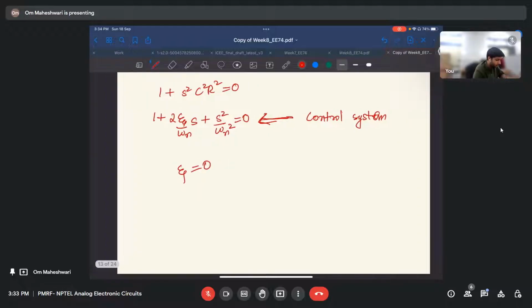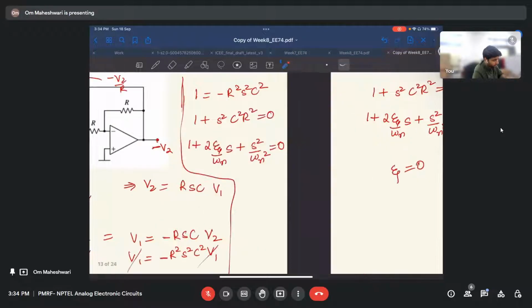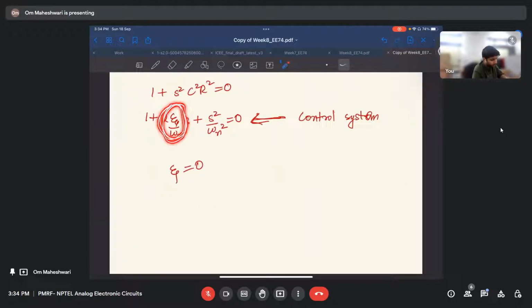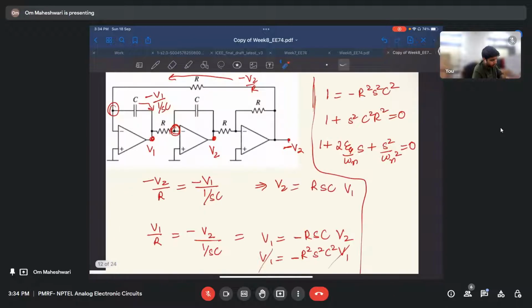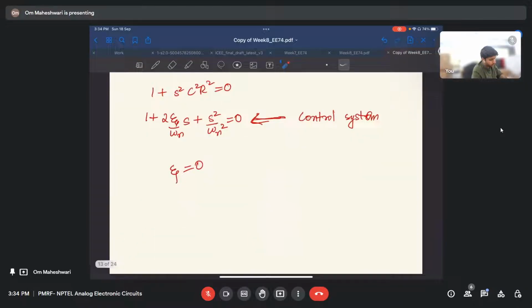And why is it 0, if we see from this circuit? The damping will come from if there is any resistor in parallel with any of these capacitors. But since there is no resistor, we will always have this term as 0. If there was any resistor here, here or here, then we would have a plus some, let's say, a times s term. So the zeta would not have been 0.